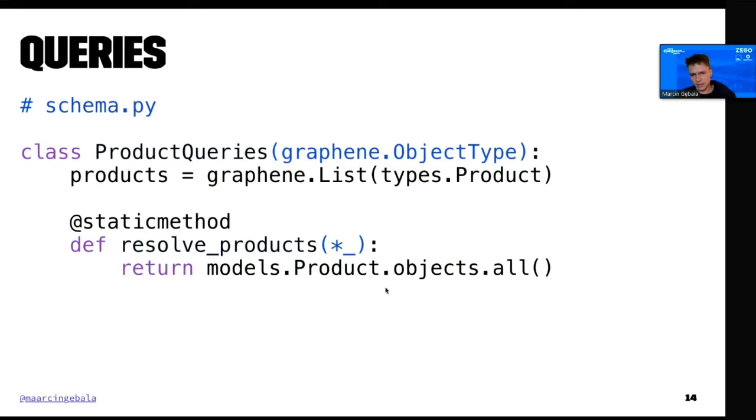And as you can see, we are using Django ORM to return all products from the database. So this is a very simple example. Of course, if you wanted to extend this query with some arguments, we could easily do that by specifying those arguments here. So we could use that pattern to, for example, support filtering, sorting, or pagination. And if we define an argument here, it would be available here in the resolver.